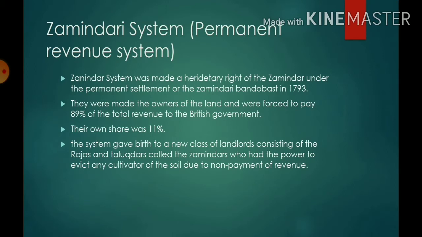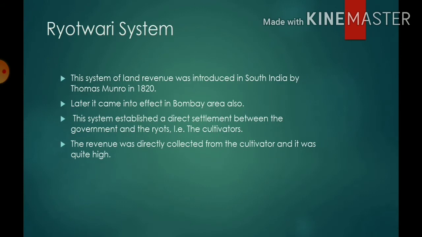This is the Zamindari system under the permanent revenue system, and it was introduced in Bengal by Lord Cornwallis in 1793. Then the Ryotwari system.